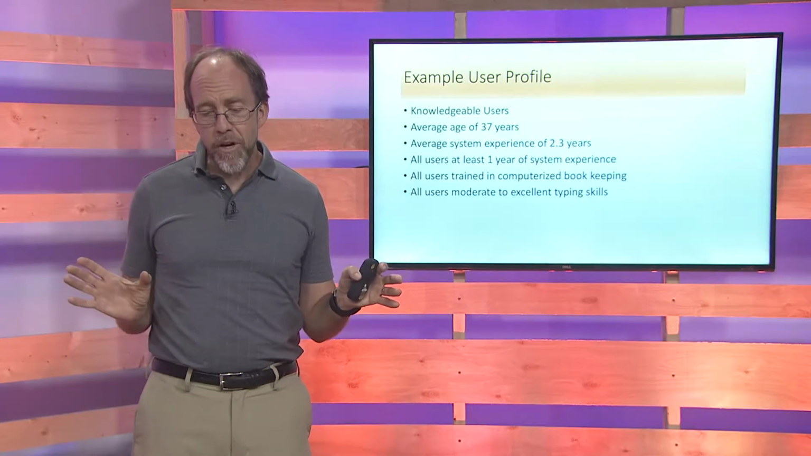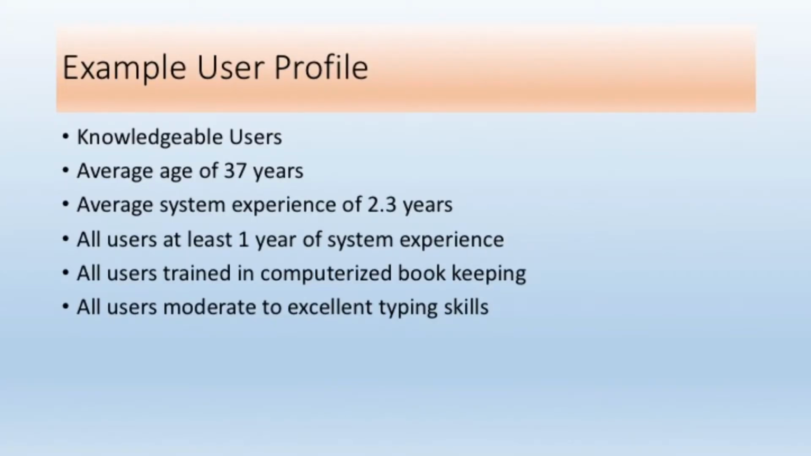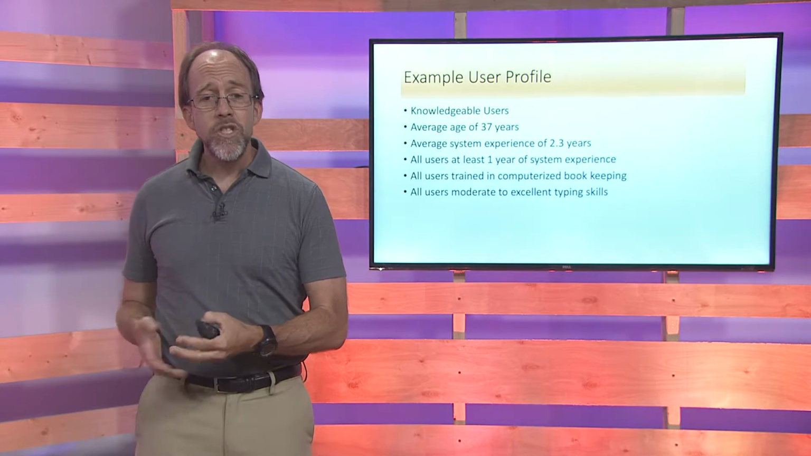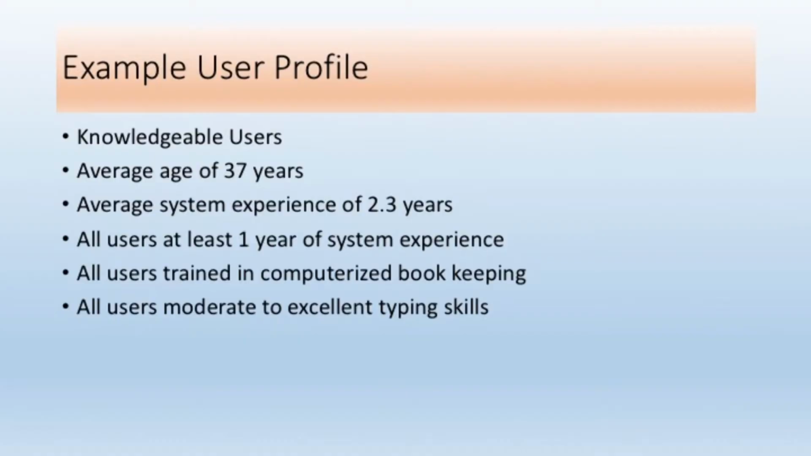So an example here would be the user is knowledgeable, average age of 37 years, had experience with similar systems for 2.3 years. Important to a user profile also is not just the average, but if you're building a profile of users, you need to know that that entire group of users has some level of experience. So if the average is 2.3, but half of them have 0 and half of them have 5 years of experience, you need to know that they've all had some level of experience.